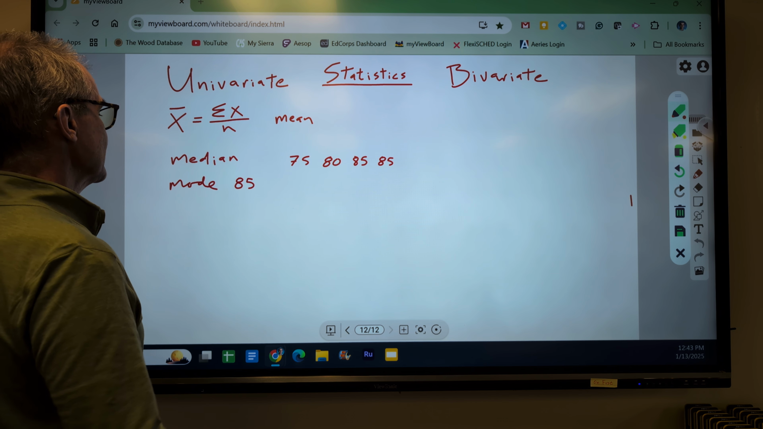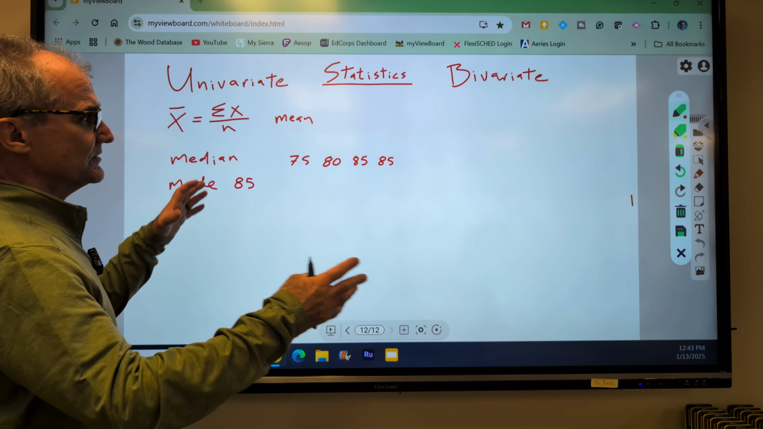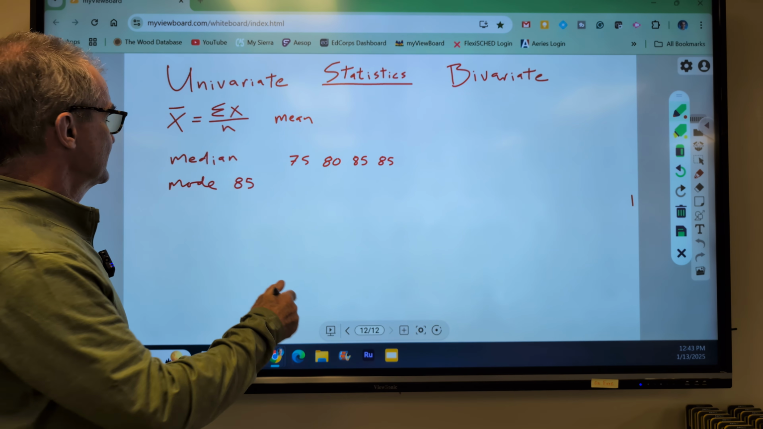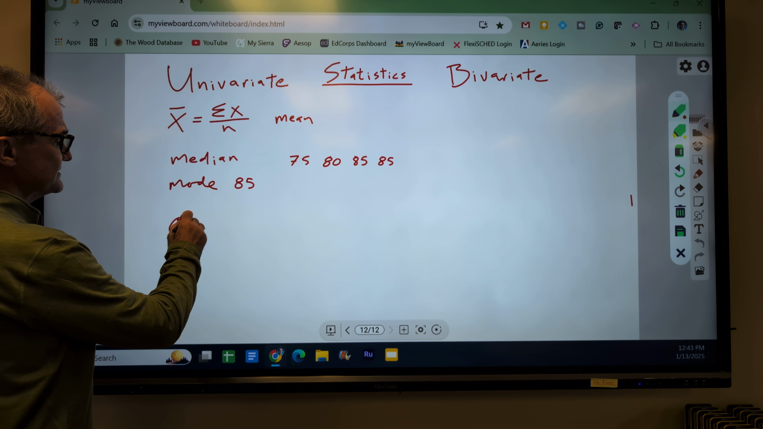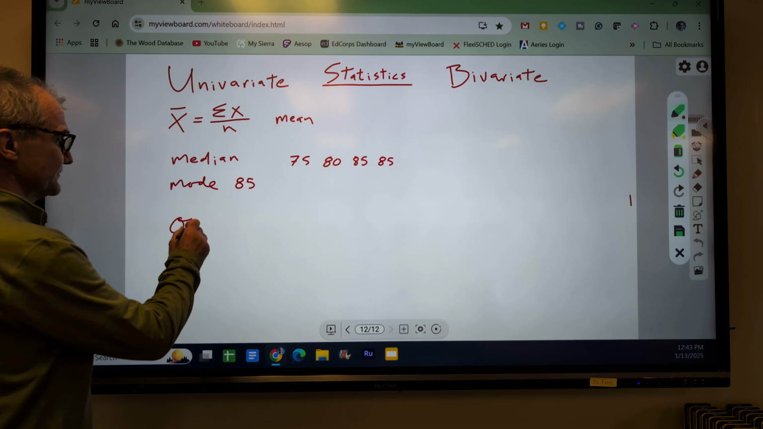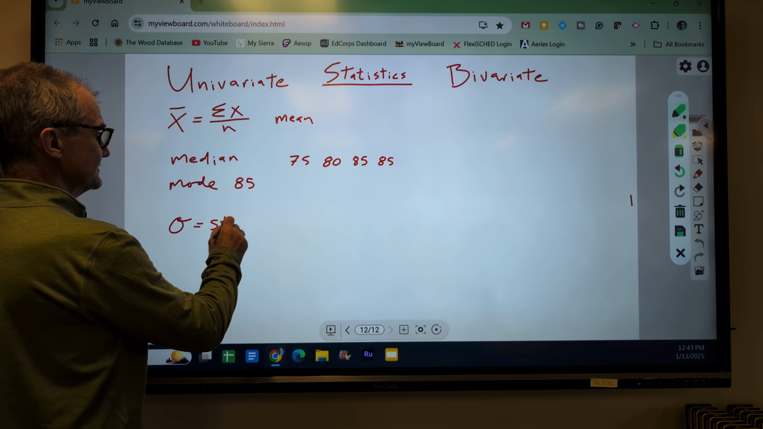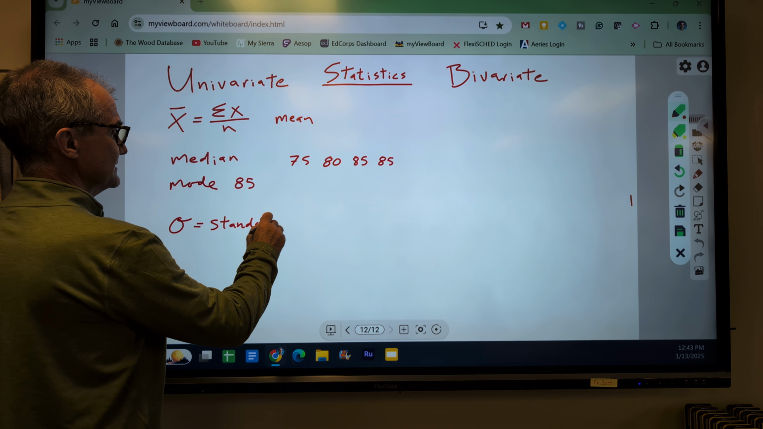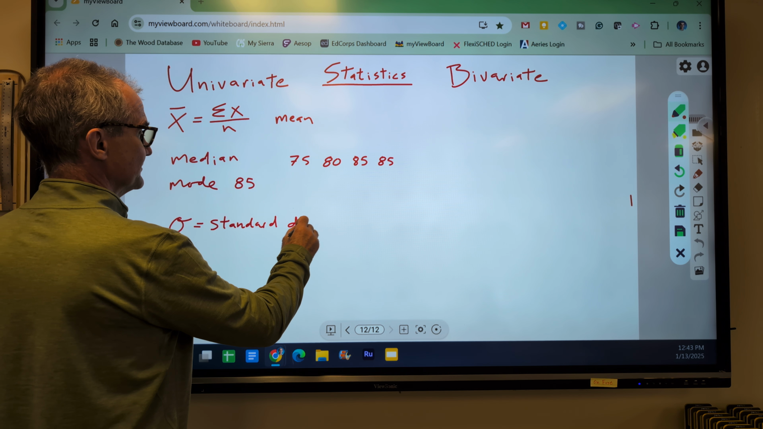The other thing you look at as well is how close the values are to the average. And that's called a standard deviation. That is also a Greek letter sigma, but a lowercase sigma. So this is standard deviation, and it is a measure of variability.